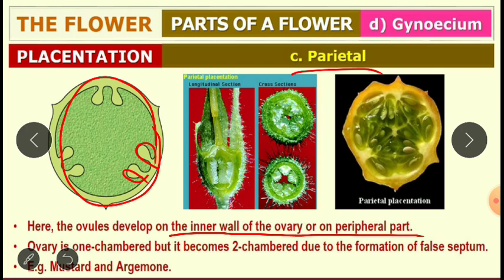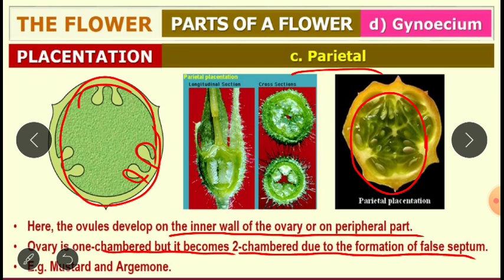So, the ovary is going to be one chambered, but it becomes two chambered due to the formation of the false septums. Septum is nothing but a partition. That partition is false because we don't have exactly the placenta, but the seeds are going to be forming somewhat distinctions. So, here the ovules are going to be developed on the inner wall of the ovary or on the peripheral region, as you can see over here.